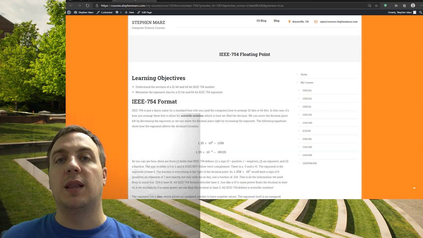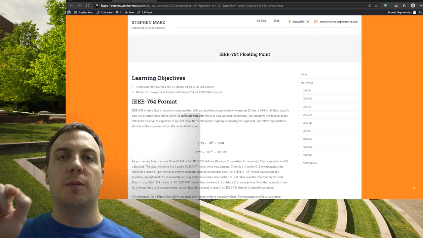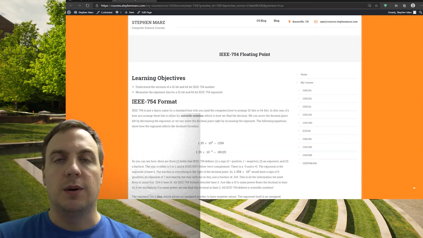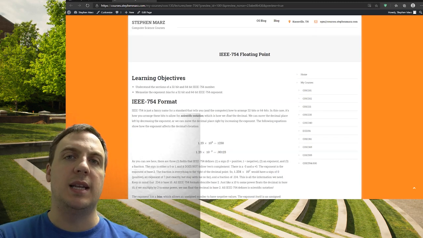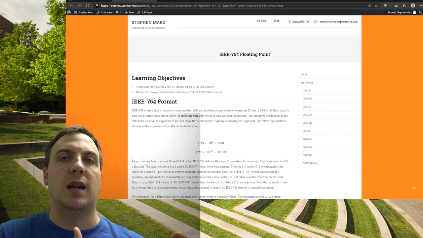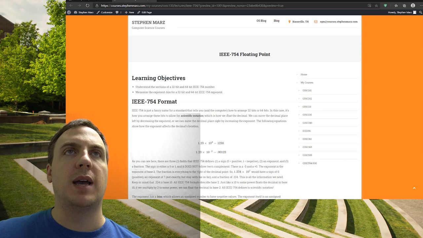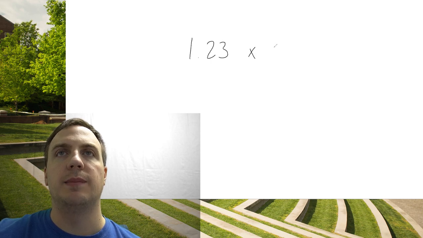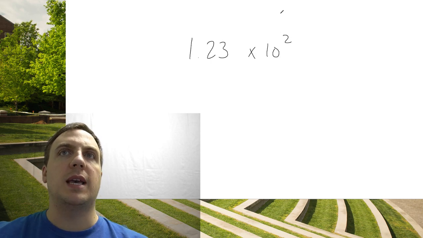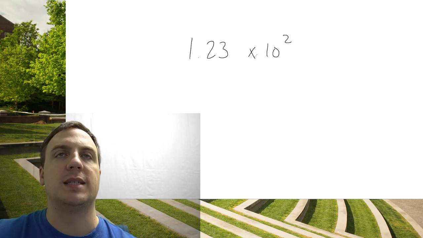Otherwise, we can do something like floating point notation, in which we move the decimal to the left or move the decimal to the right. So floating point notation is the exact same thing as scientific notation. In scientific notation, what we do is we have some sort of number times the base raised to some sort of power. So let me bring up the whiteboard and let's take a look at something like 1.23 times 10 squared. In this case, we know we can just multiply this directly and we get the same result.